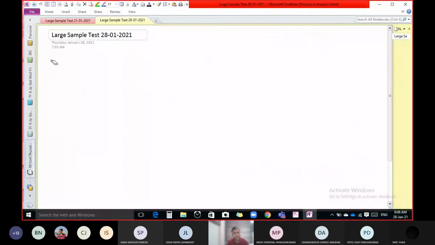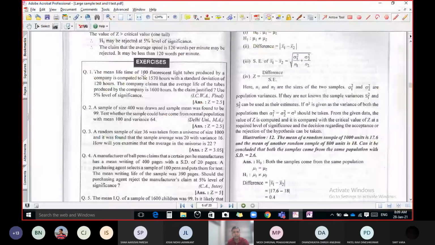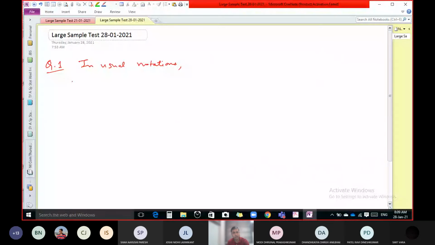So here, in usual notation, question number 1. In usual notation, can you tell me what is this 100? Any of you? What is the symbol for this 100? Small n. Correct. Small n is 100.